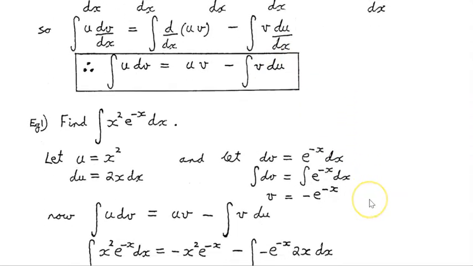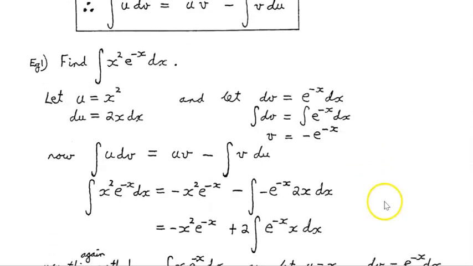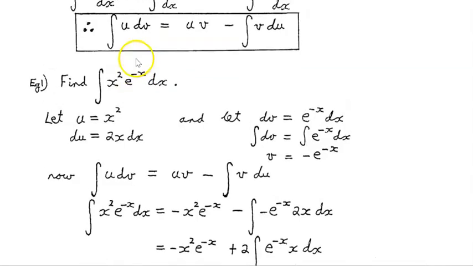Let's have a look at an example to see its use. Now here's a function, x squared times e to the minus x. That's not immediately obvious how we anti-differentiate that. It's not immediately obvious at all. But with integration by parts, we can break it down into things that are integrable. So let's have a go at letting u equals x squared. Then du dx is 2x, or du is 2x dx. And then that means that dv must be e to the minus x dx.